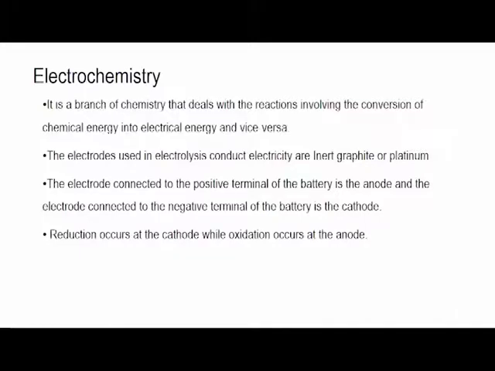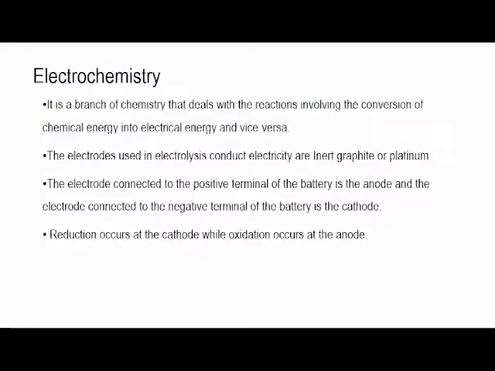Electrochemistry is a branch of chemistry that deals with reactions involving the conversion of chemical energy into electrical energy. The main topic is electrolysis. Electrolysis is simply the decomposition or breaking down of a compound into the individual components that make it up. For example, we said aluminium is extracted from its ore by electrolysis.